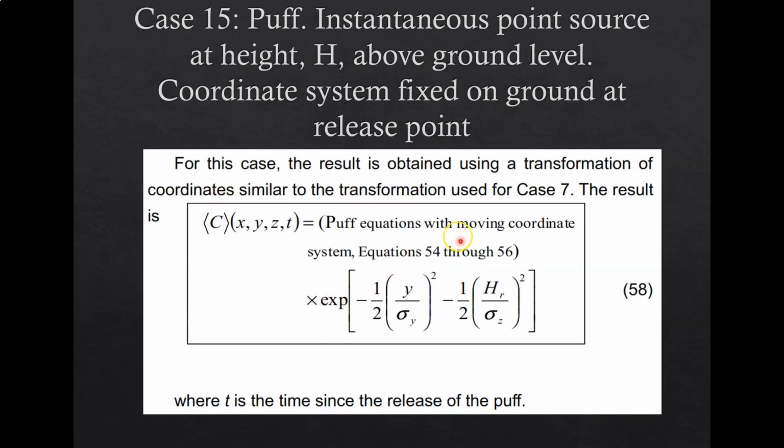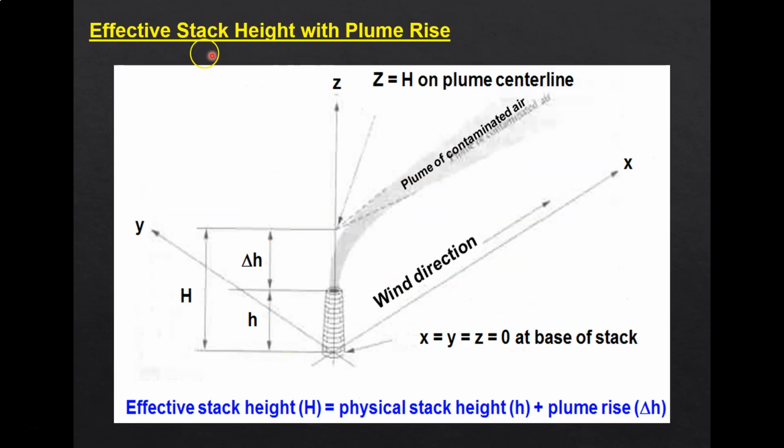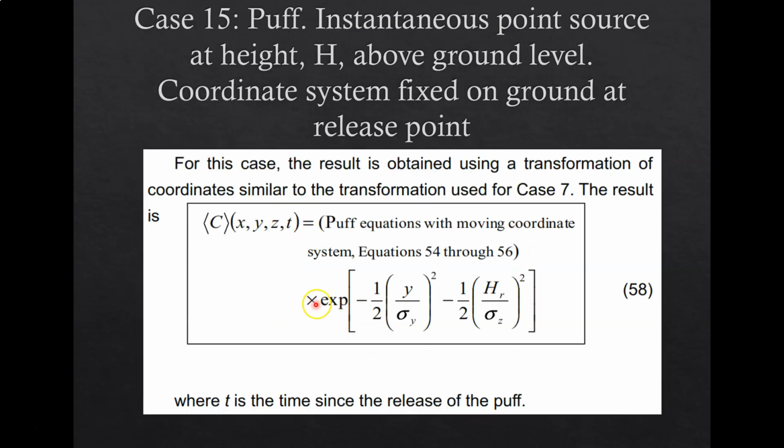So this is H. What is the effective height actually? The effective height, or effective stack height, is the physical stack height, this is the physical one, plus your plume rise, this is your plume rise. So your effective height is the summation of h plus delta h, small h plus delta h. This is the effective stack height, if you want to calculate the concentration.